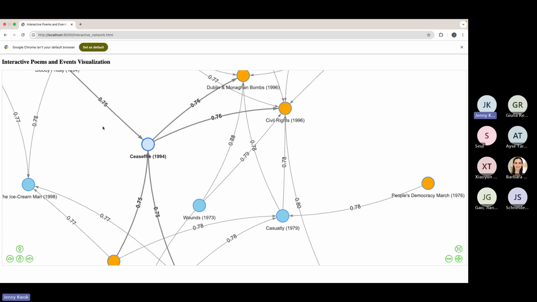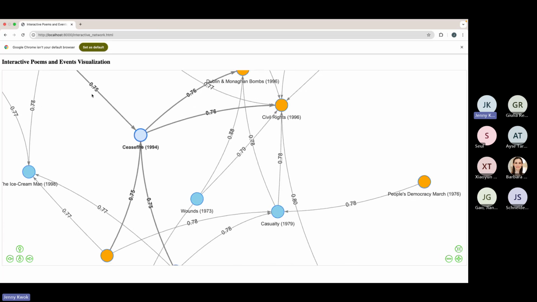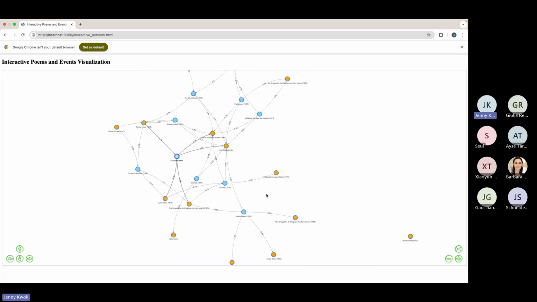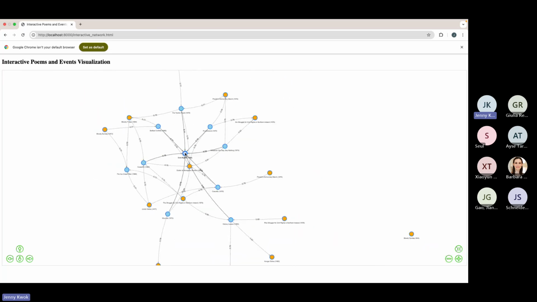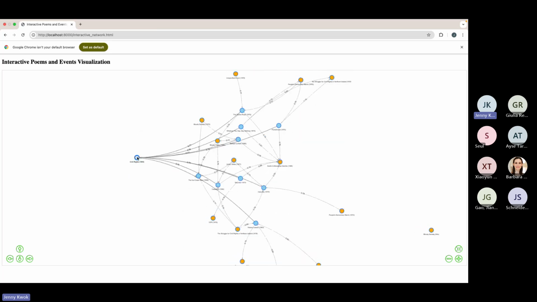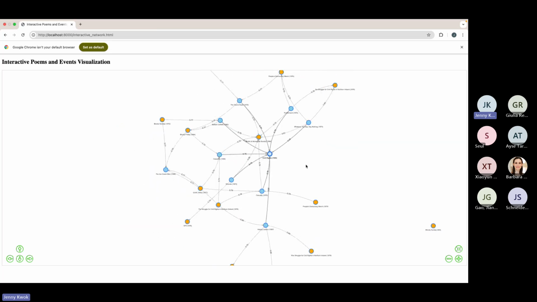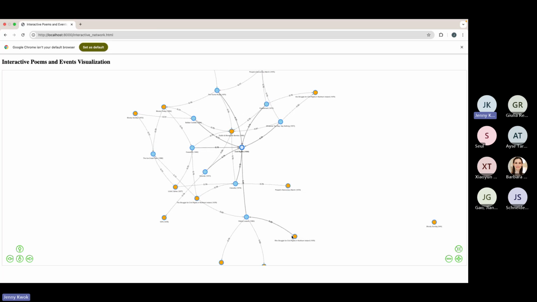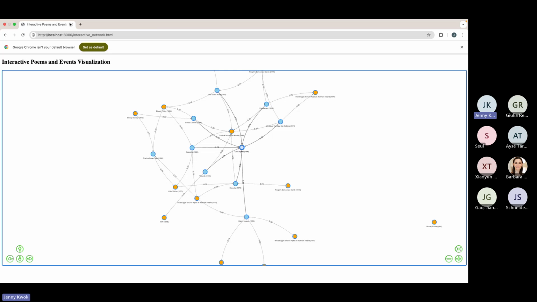So we can see the similarity score here, and also we can see the direction. If I zoom out a little bit, you will notice that there are multiple nodes. For example, this is one of the more significant nodes because it connects with a lot of the other poems as well as other events. This HTML presentation is just fun to have.